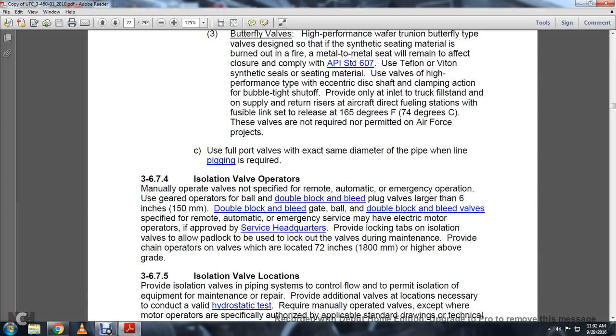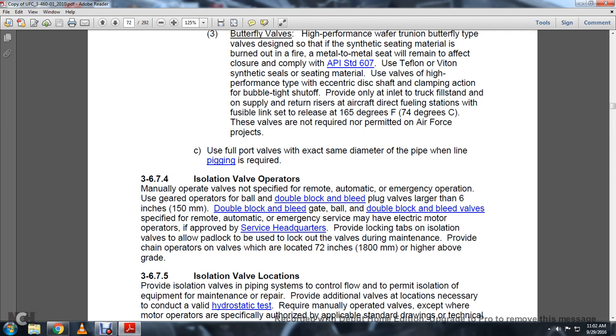3674, the isolation valve operators. Manual operated valves are not specified with the remote automatic emergency operation geared for the operators for the ball or double block and bleed plug valves larger than 6 inches. Double block and bleed gate or ball and double block and bleed valves specified with the remote automatic emergency service may have electrical motor operators if operated with the service headquarters provided with a locking tab on the isolation valve to allow the padded lock to be used to lock out the valves during the maintenance.